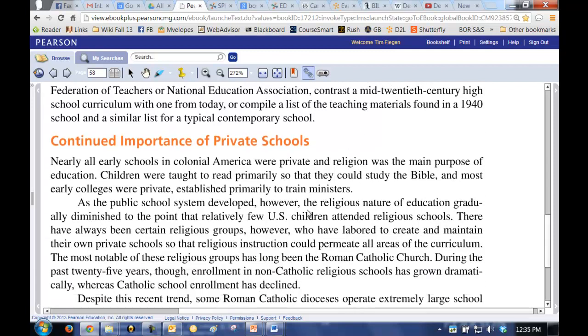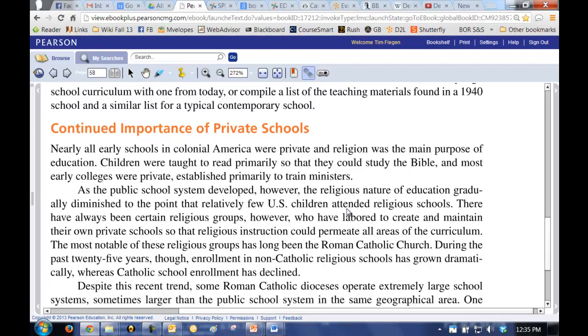Moving on, continuing importance of private schools. If you allow me to read, nearly all early schools in colonial America were private, and religion was the main purpose of education. Boy, have we abandoned that. Children were taught to read primarily so that they could study the Bible, and most early colleges were private, established primarily to train ministers. Okay, so we talked about that last chapter. That was the parameter of education.